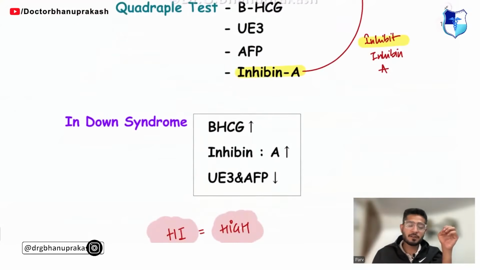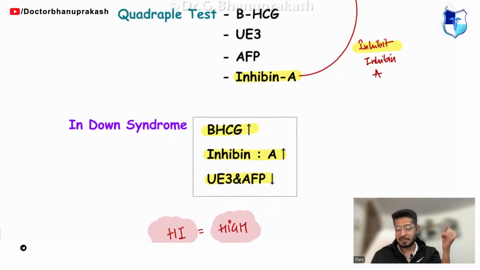And then there is a mnemonic which says HIE. H and I: H for inhibin A and beta HCG. So in Downs, these both are high, whereas unconjugated estrogen and AFP are low.